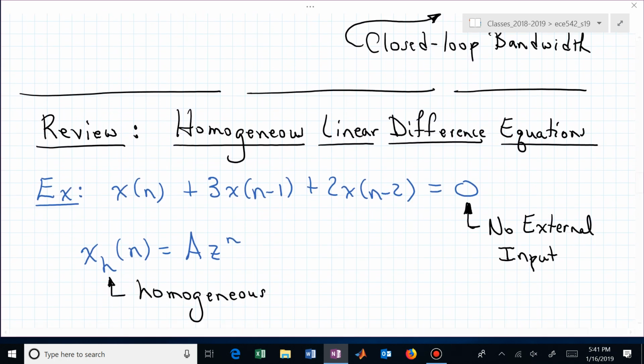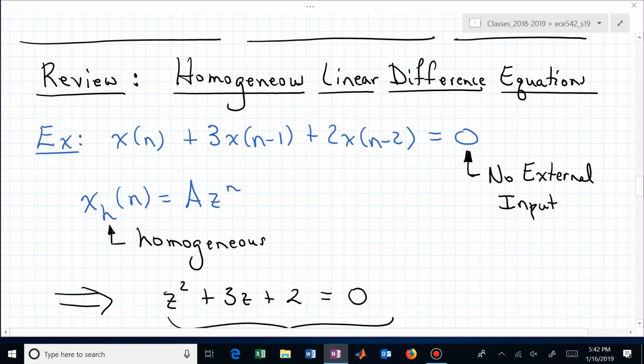Let's now review, get ourselves mentally around where we left off, which was dealing with difference equations. In particular, here we have a second order linear difference equation. It has no external input. Nothing is driving it or forcing it.